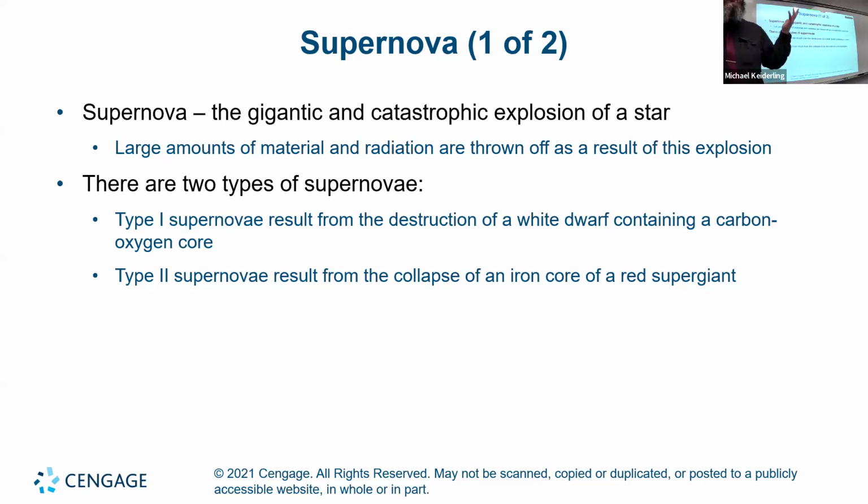And then type 2 supernovae result from the collapse of the iron core of a red supergiant. This leaves behind either a neutron star or a black hole made of the core, while the outer layers are blown off in a violent explosion.